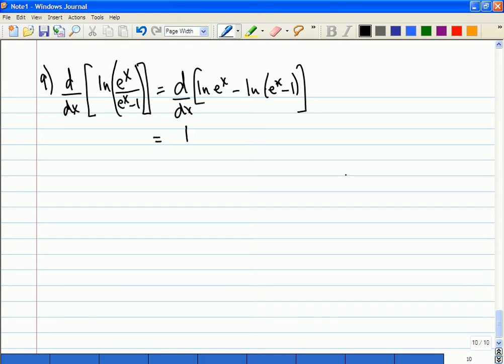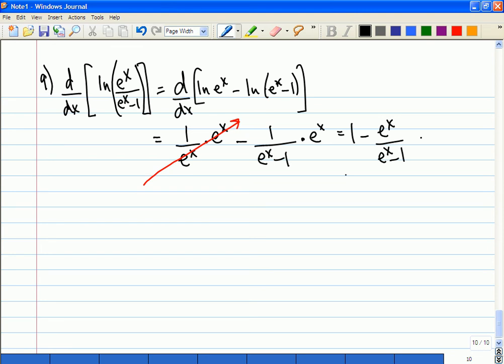So this will be 1 over e to the x times the derivative of e to the x, which is e to the x, minus 1 over e to the x minus 1, and the derivative of e to the x minus 1, e to the x. So this here would be gone. So I'm ending up with 1 minus e to the x over e to the x minus 1. And I'm sure, yeah, it looks like they would simplify that. All we got to do is make common denominator to simplify. So e to the x minus 1 minus e to the x over e to the x minus 1.